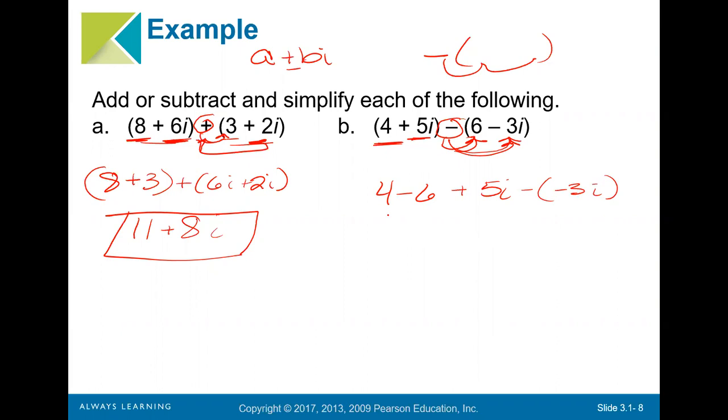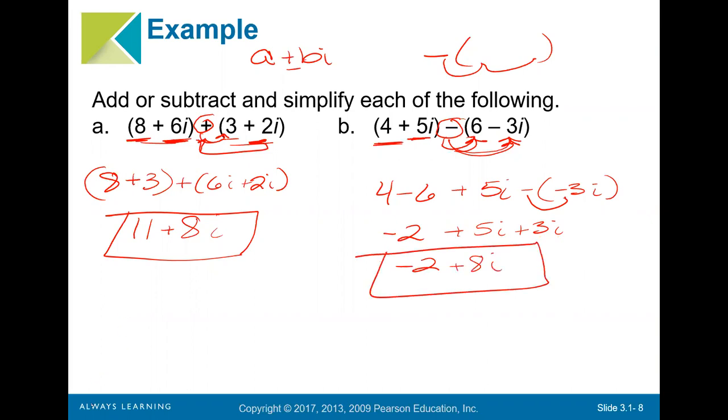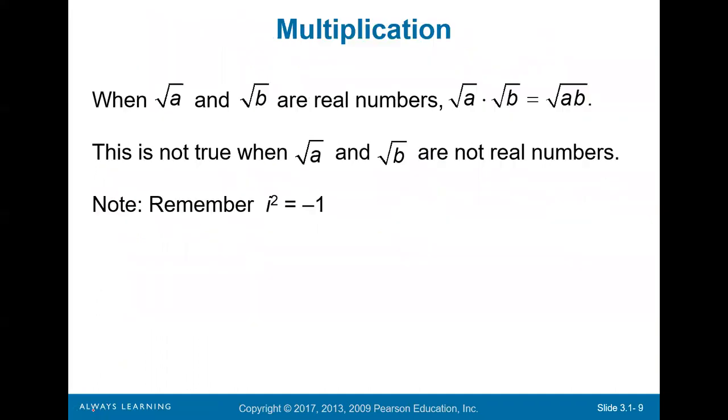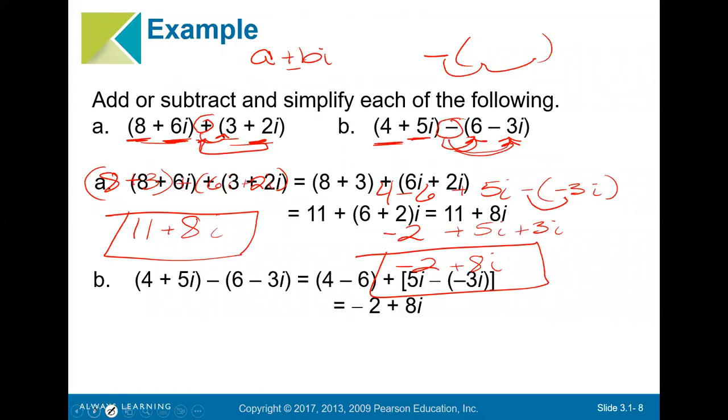Well, that's like saying I have $4, but I spent 6, so now my bank account's at negative 2. I have negative times negative, so now I have positive, right? Because negative times negative is positive. I have 5i plus 3i gives me 8i, and that is my final answer. So you can see the next slides where it shows you how to work it. Let's go back.